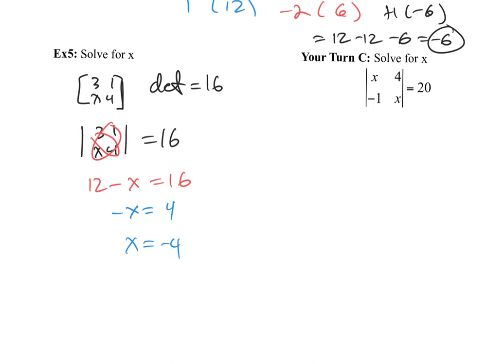If you look at the Your Turn, we'll do that one together. Again, we're going to apply the same strategy here. We know that the determinant is equal to 20. And I know it's the determinant because I have these bars, so it's showing me notationally that that is the determinant of our matrix. We're going to cross multiply.